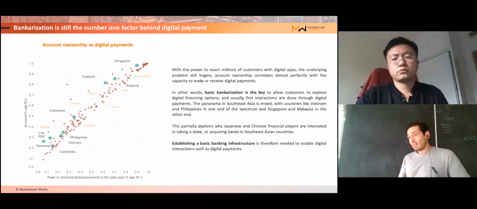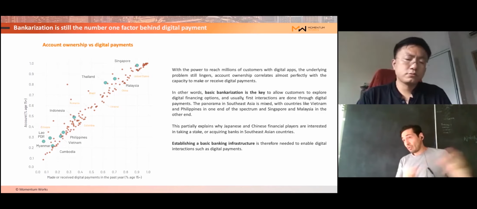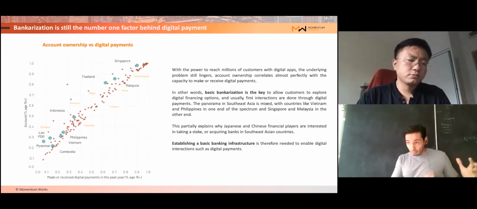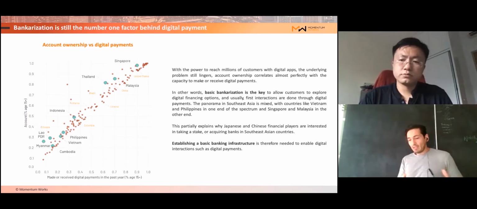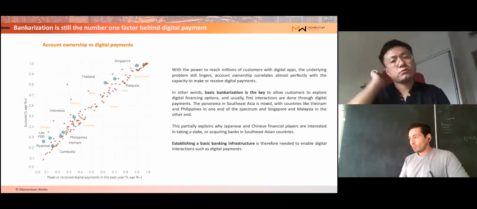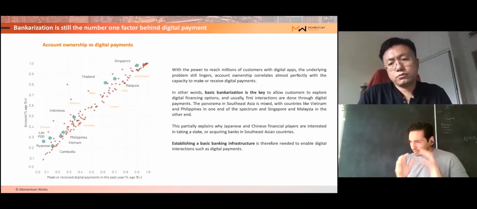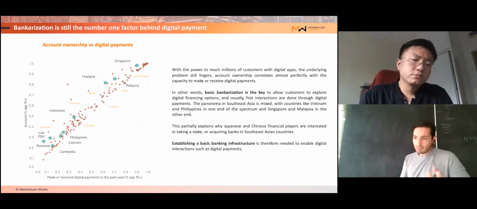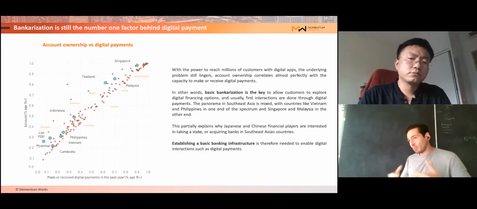The most important thing in Southeast Asia, as we showed before, basically due to the underdevelopment of the region, is to be able to tackle the basics correctly first. And the basics is to provide some sort of bank account to people. So that is the basic.